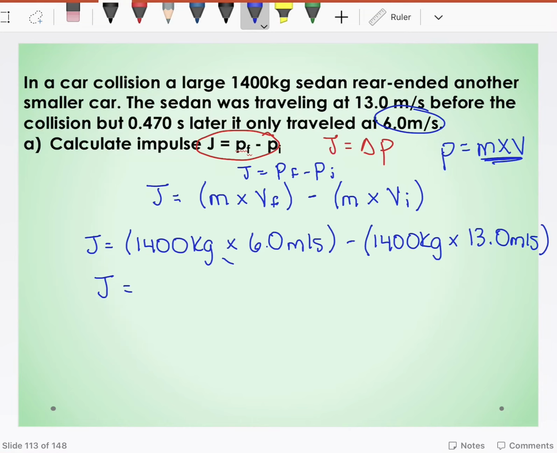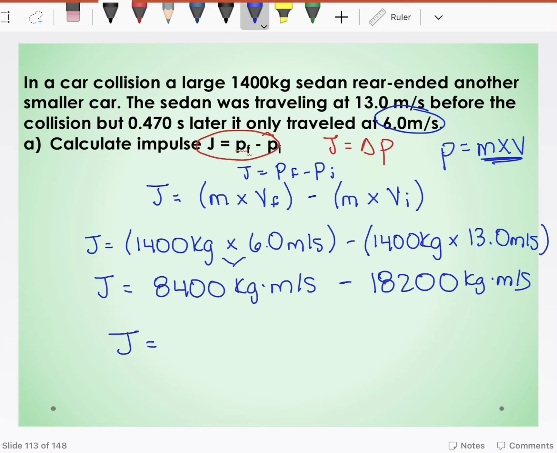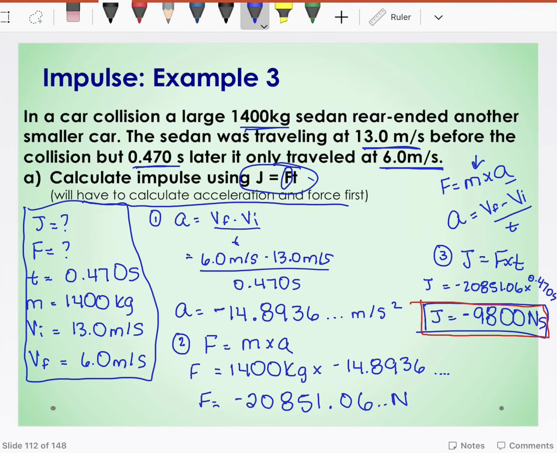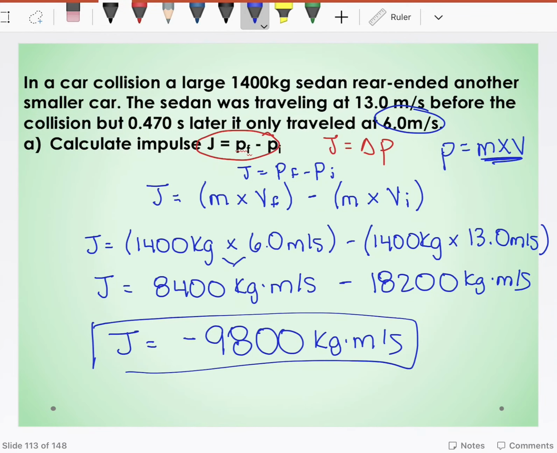So if I multiply these two numbers together, I get 8,400 kilograms meters per second, and I'm subtracting 18,200 kilograms meters per second. Last step would be to do that subtraction, and you end up getting negative 9,800 kilograms meters per second. So if we look back to our last problem, we have the same answer. So two different approaches to get yourself to the same answer, and impulse can have either form of units.